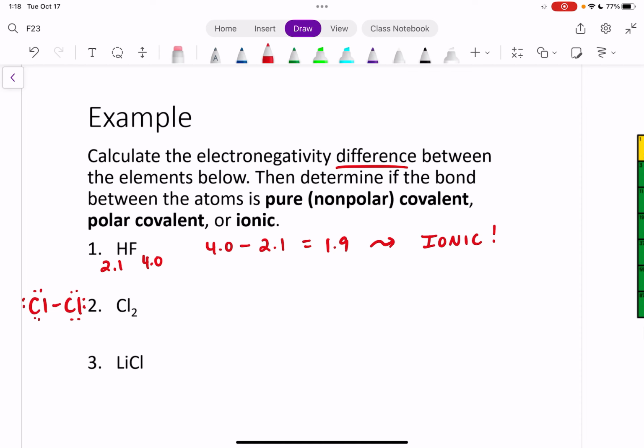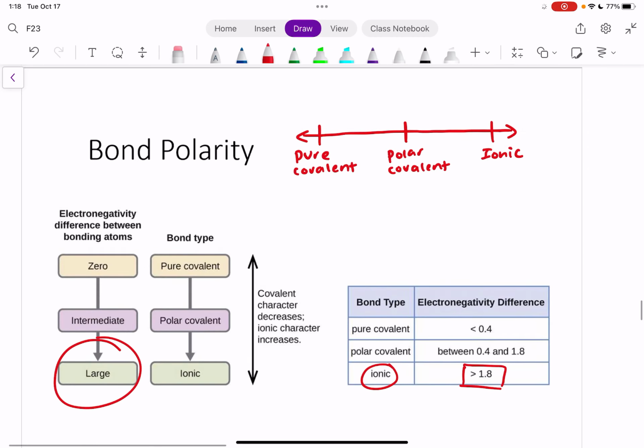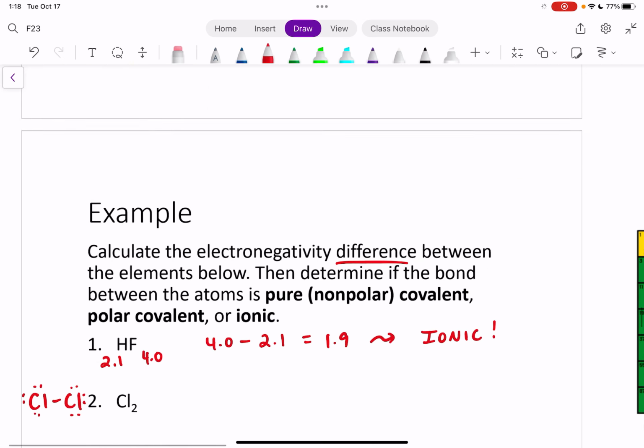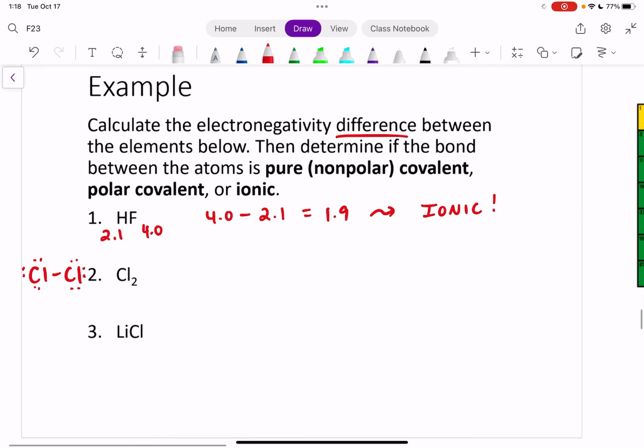Let's just do the calculation though, just to be super safe and to show you what I mean. Chlorine's over here, and it has a 3.0 electronegativity. So mathematically, 3.0 minus 3.0 is going to give us no difference, which means this is non-polar covalent.